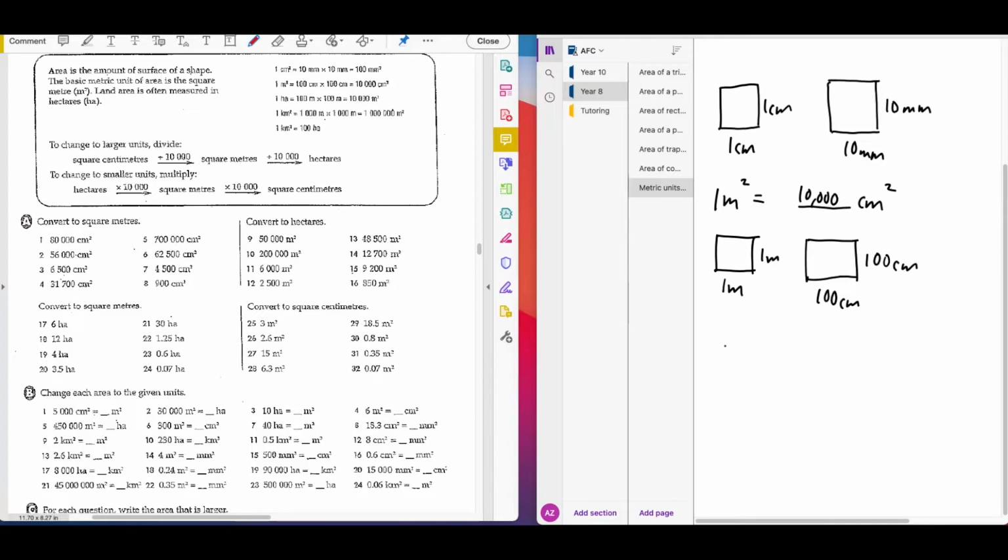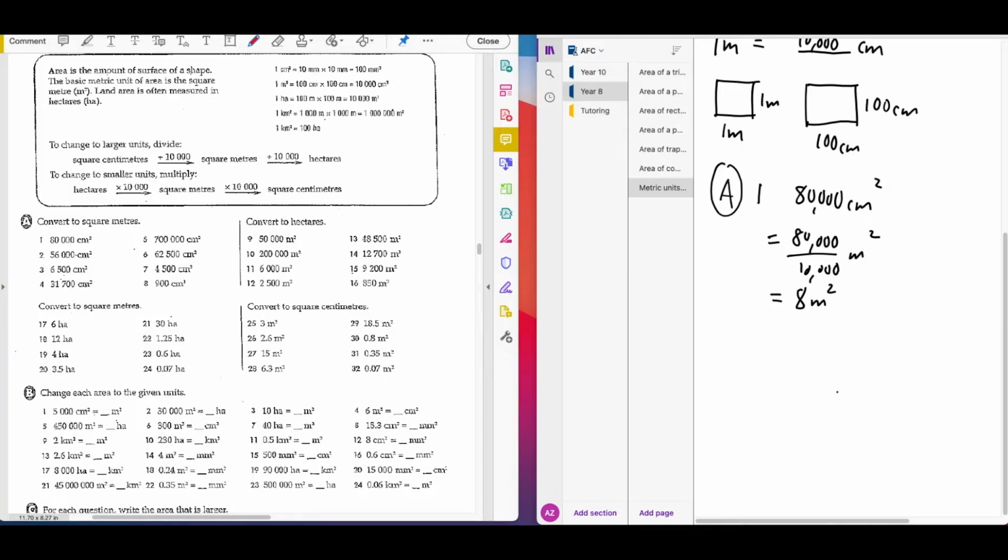So let's say A. Question 1, right? It says convert to square meters. 80,000 centimeters squared converted to square meters. So if you refer to this, it says square centimeters to square meters, you got to divide by 10,000. So that's equal to 80,000 divided by 10,000 square meters, right? So what's 80,000 divided by 10,000? It's 8. So it's 8 square meters. Okay, so that's how you do A.